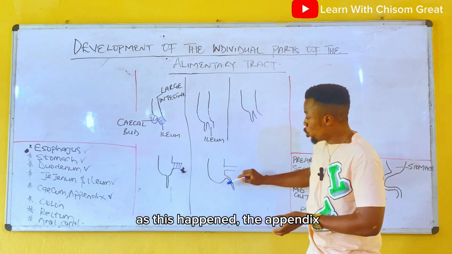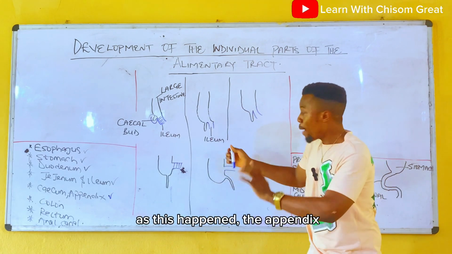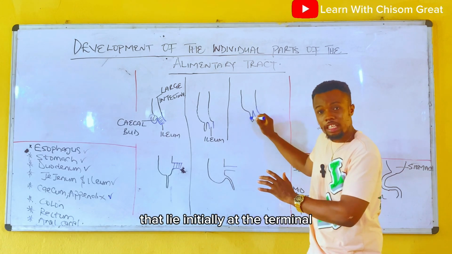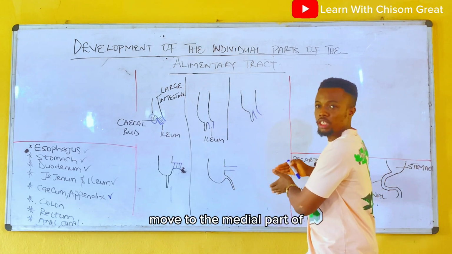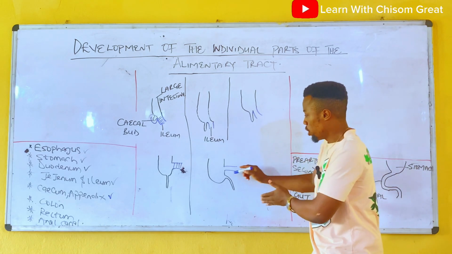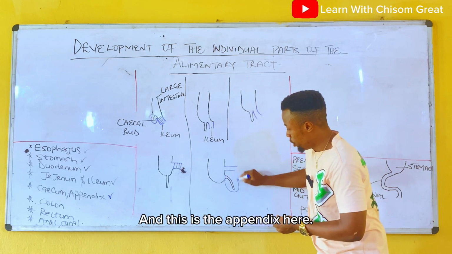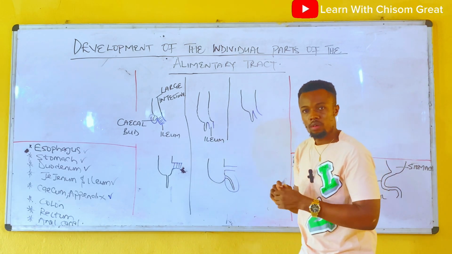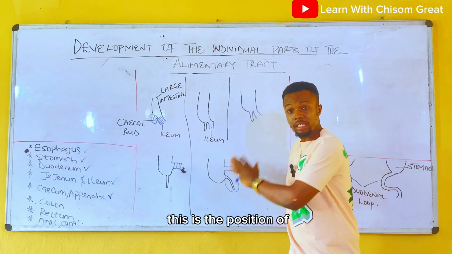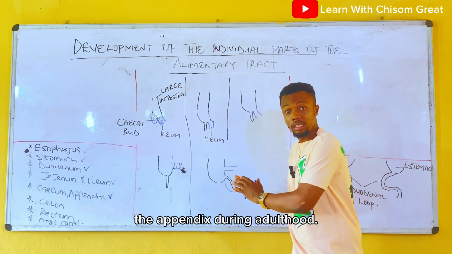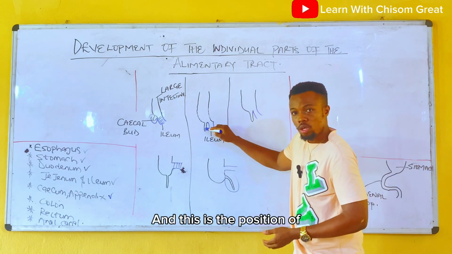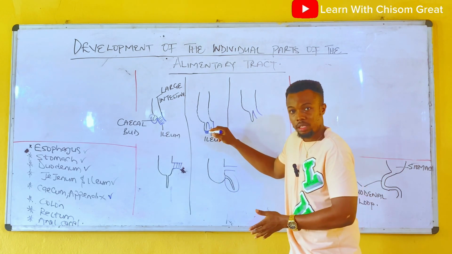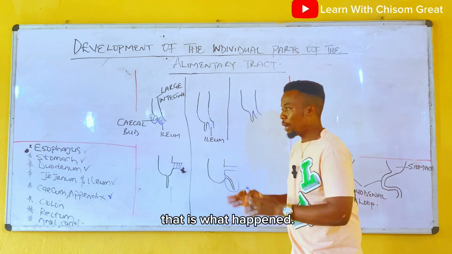So you see the lateral border of the caecum growing in size when compared to the medial border of the caecum here. As this happened, the appendix that lay initially at the terminal part of the caecum comes to move to the medial part of the caecum, and this is the appendix here. So this is the position of the appendix during adulthood, and this is the position of the appendix at birth. So that is what happened.